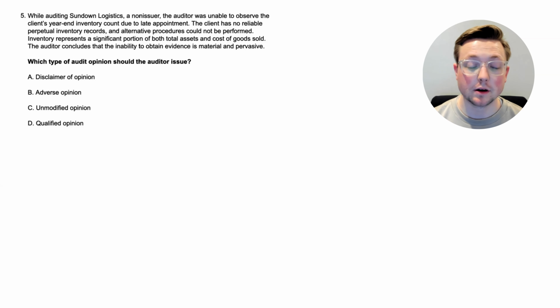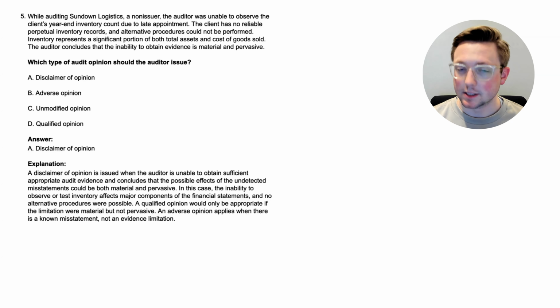Option A, disclaimer of opinion. Option B, adverse opinion. Option C, unmodified opinion. Or option D, qualified opinion. So again, I pretty much said this in question 4 that we were going to deal with a disclaimer of opinion. So I'll just kind of give that to you. That's what we're dealing with in this question. So let's go ahead and take a look at the explanation. All right, here we are. The answer is A, disclaimer of opinion.